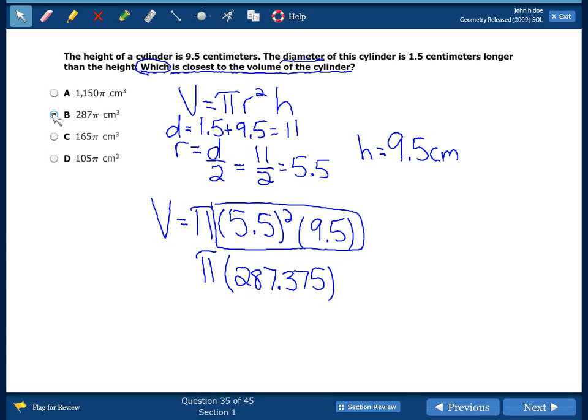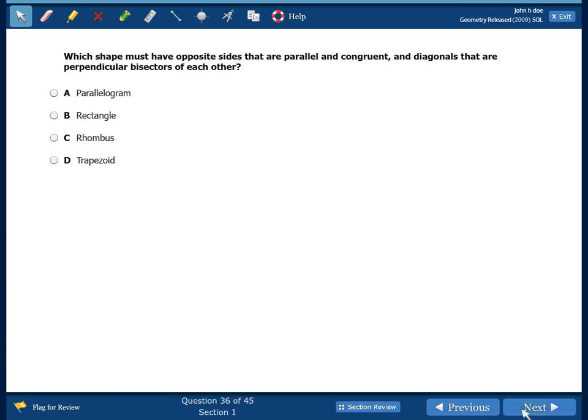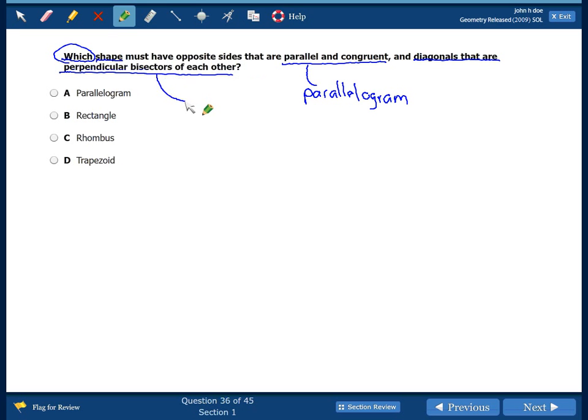So let's move on to question 36. So this time our which is right at the beginning. Which shape must have opposite sides that are parallel and congruent? So you should know the shape that is parallel and congruent is a parallelogram. And diagonals that are perpendicular bisectors of each other. So just the bisector part alone is a parallelogram.